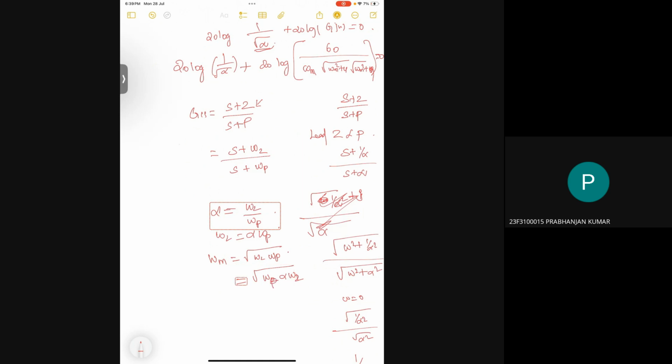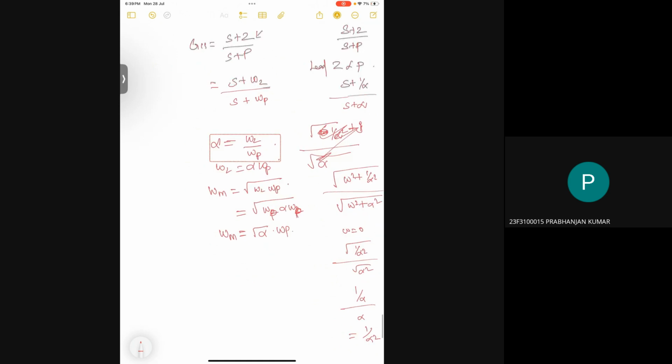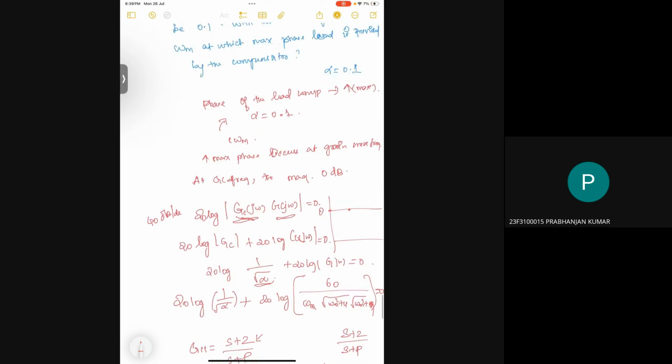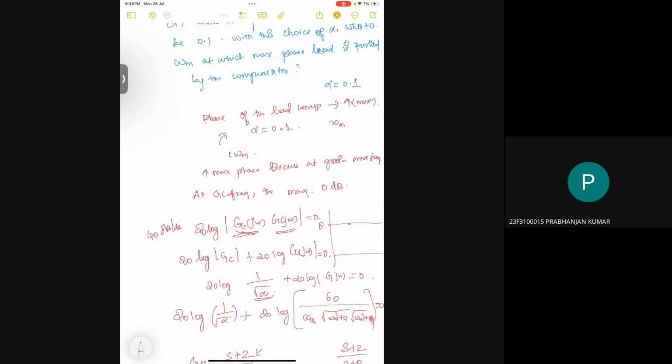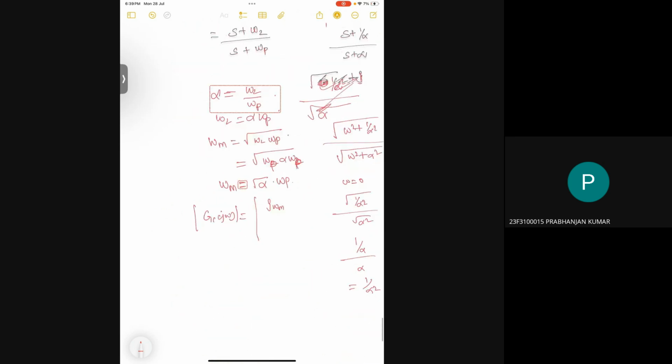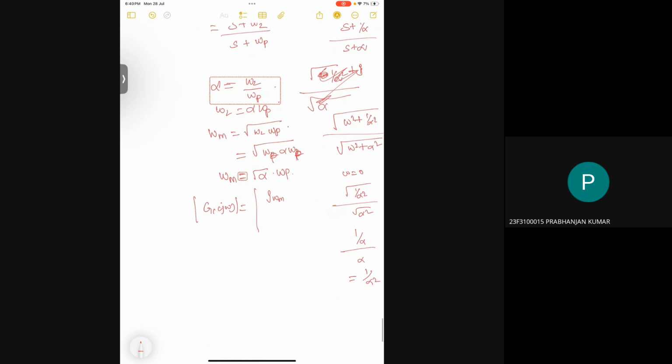This will be omega P, alpha omega P, right? So this will give us root alpha into omega P. So omega M can be written as root alpha into omega P. So when you write a magnitude criterion for this, it will give you j omega m in terms of omega m, because the question has been asked to find the omega m when considering alpha equal to 1 so that the phase will be maximum. That's why I'm writing in terms of omega m instead of omega. So I can write it like this.